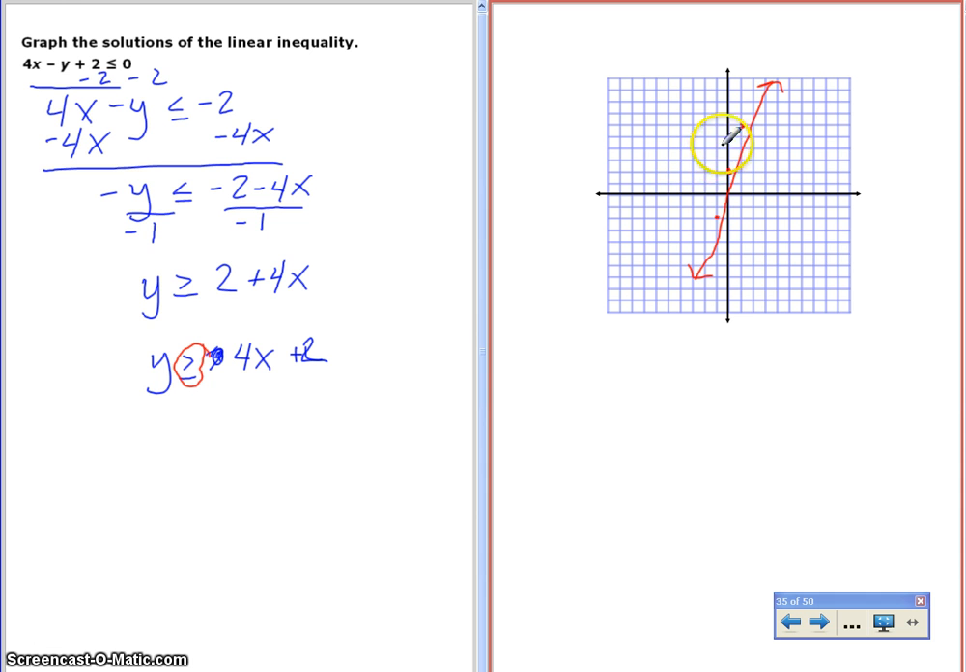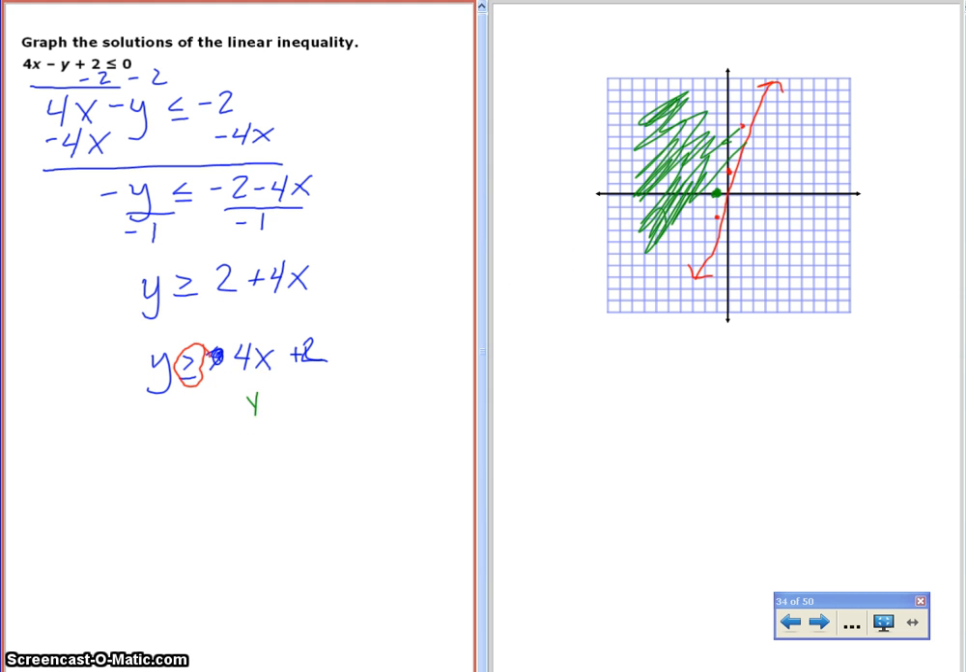And then because it's a greater than symbol, I'm going to go ahead and shade above my line so that shows me the greater than piece. Now, I would want to pick a coordinate in my shaded section to double check my answer. So I'm going to go back here to negative 1, 0, because that's in my shaded section. So I'm going to plug in a negative 1 for my x.